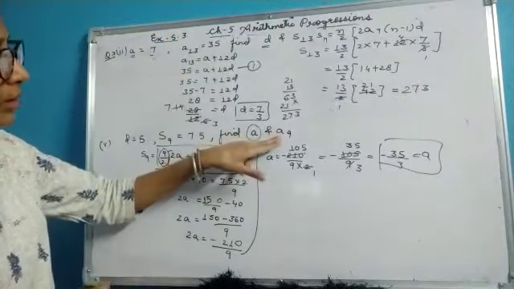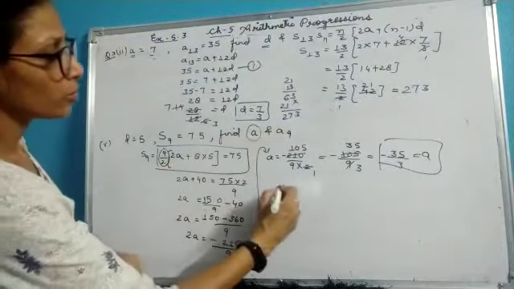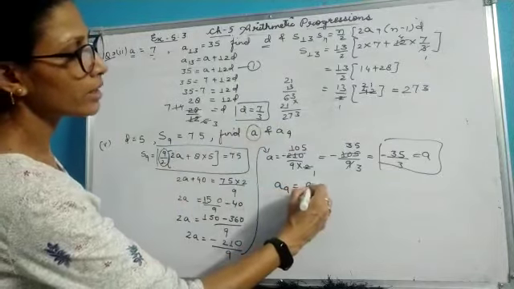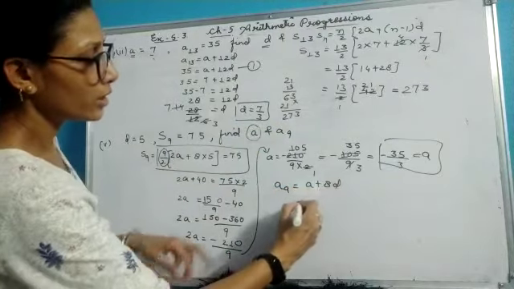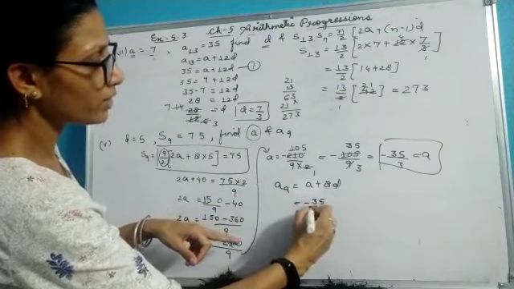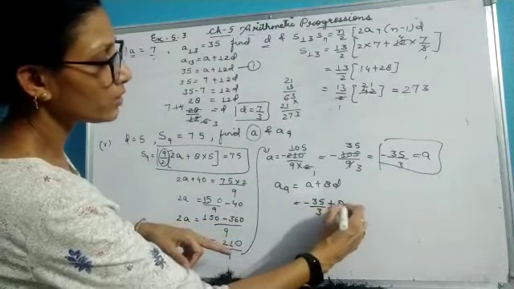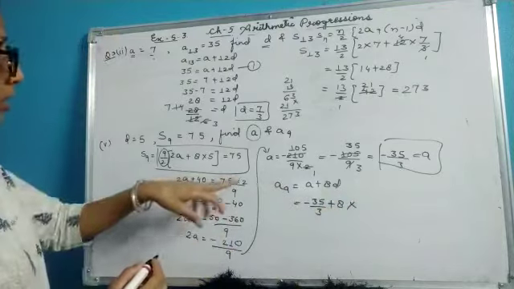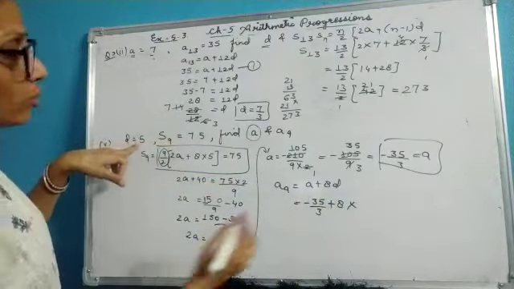Now I want to calculate my ninth term. So the ninth term can be written as A plus 8D. Now I know the value of A, which is minus 35 by 3, plus 8 into D. And what is your D given here? D is given to you as 5.